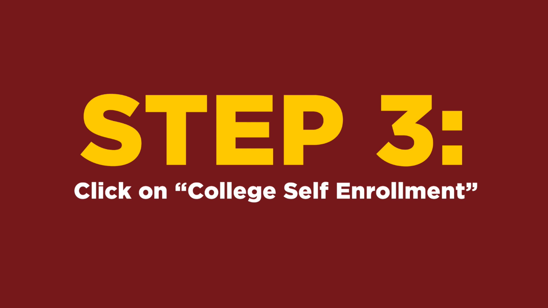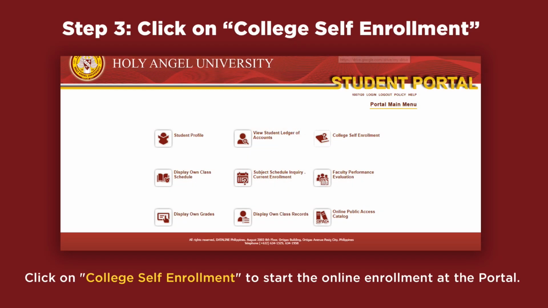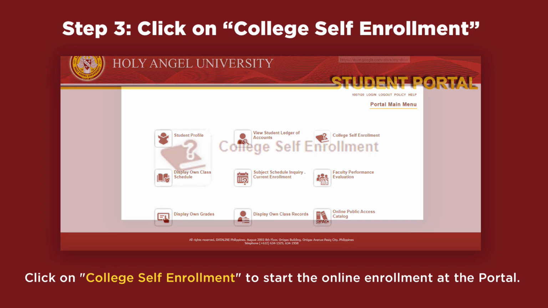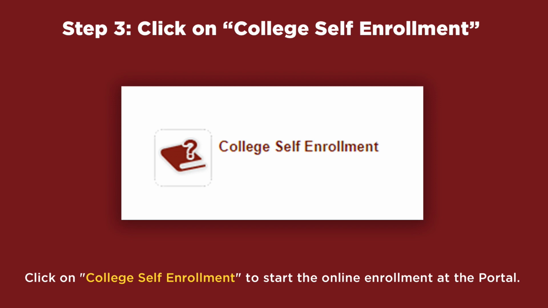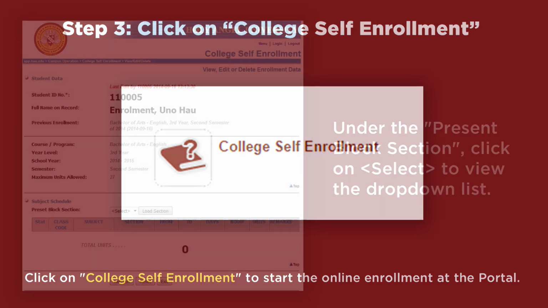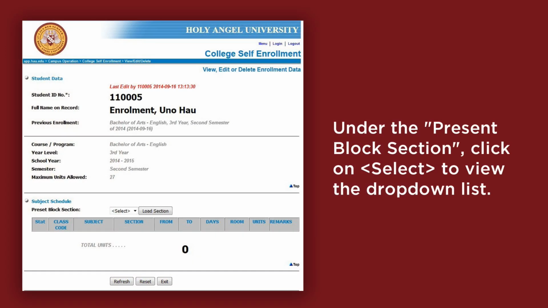Step 3. After you get into the student portal main menu page, click on the icon for the college self-enrollment routine. Once you are at the enrollment page, click Select Section and a drop-down list will appear.